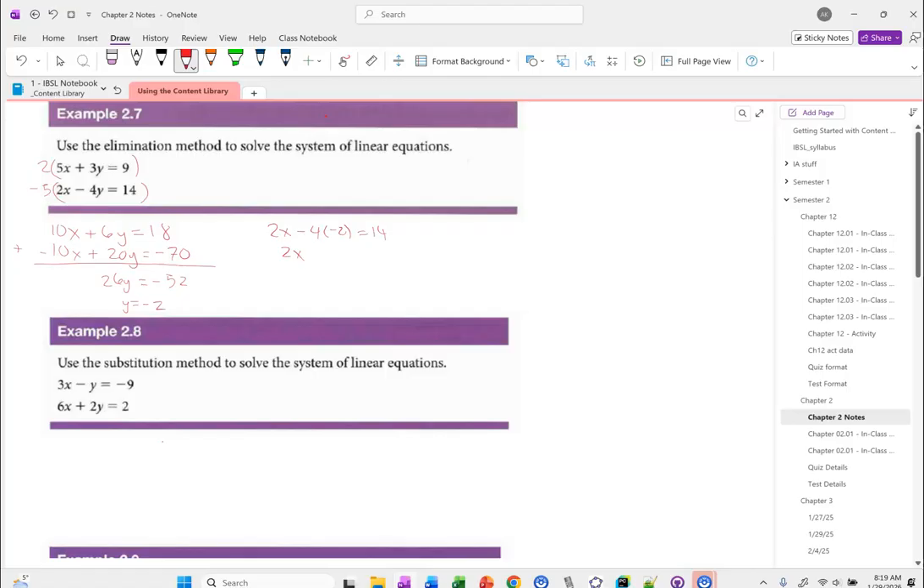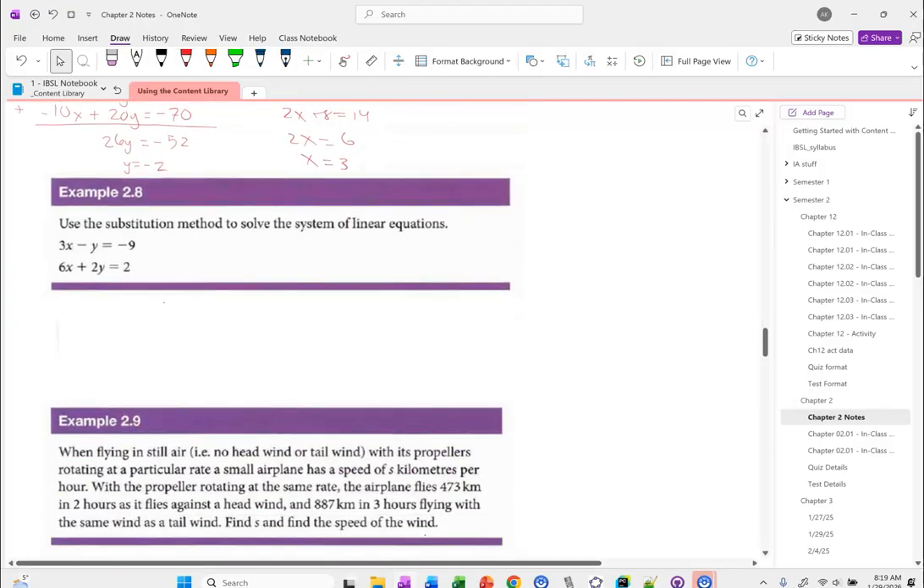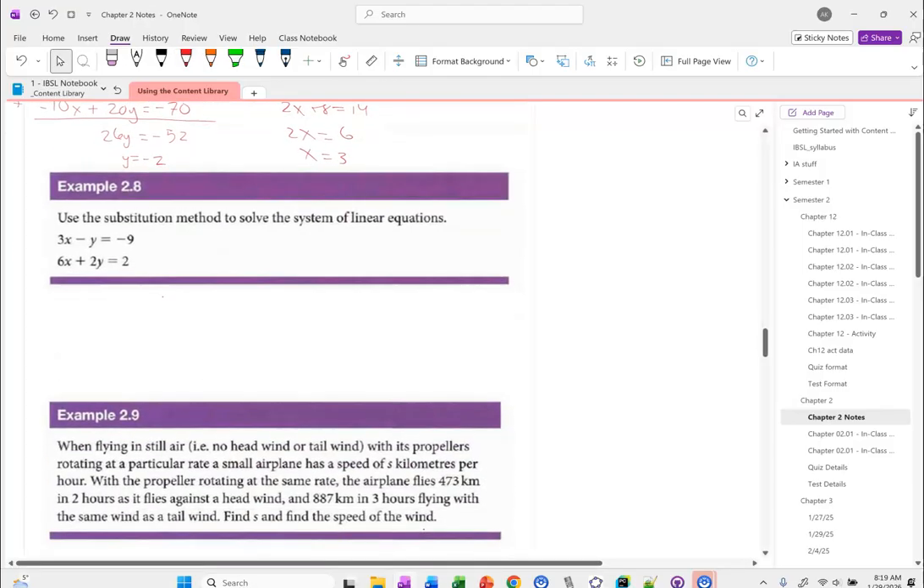I feel all right. Okay. Cool. Let's do substitution to solve this next system. To do substitution, what do we need to do first?